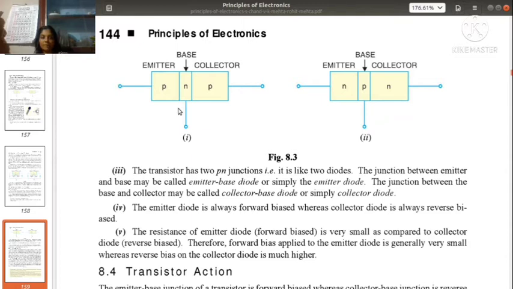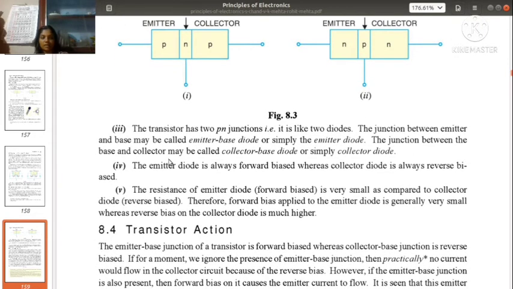Usually the left side region is the emitter and the right side region is the collector, whatever be the type of the semiconductor, and the middle region is the base. The PN junction region between emitter and base is known as the emitter base junction or emitter base diode, and this is known as the collector base diode, or simply collector diode. Similarly, the emitter base diode is simply known as the emitter diode.